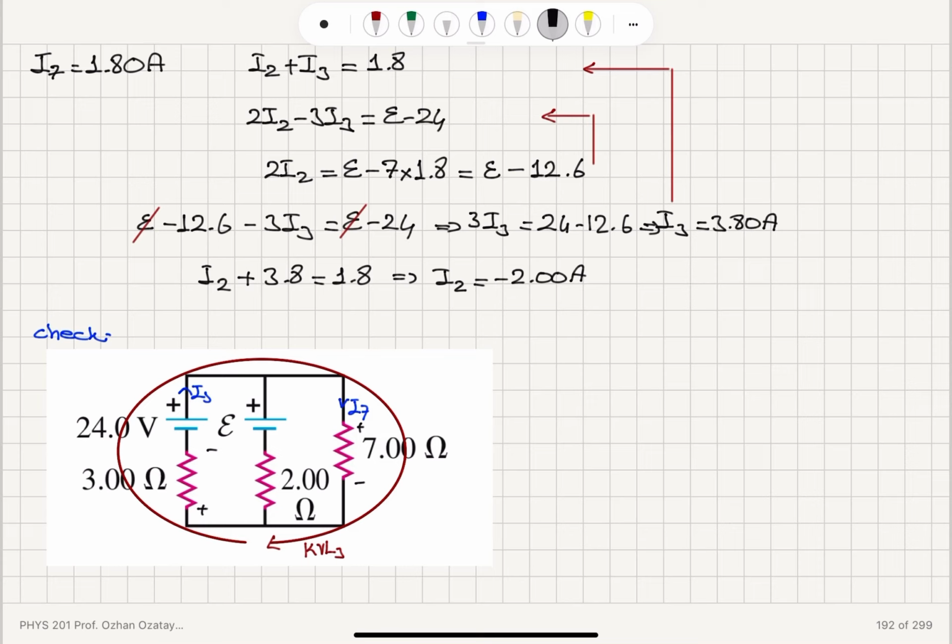So 2I2 was equal to epsilon minus 12.6. That is this KVL2 equation here. So 2I2 I can write as minus 4. That is equal to epsilon minus 12.6. So this tells me that epsilon must be equal to 12.6 minus 4. So epsilon should be equal to 8.60 volts.